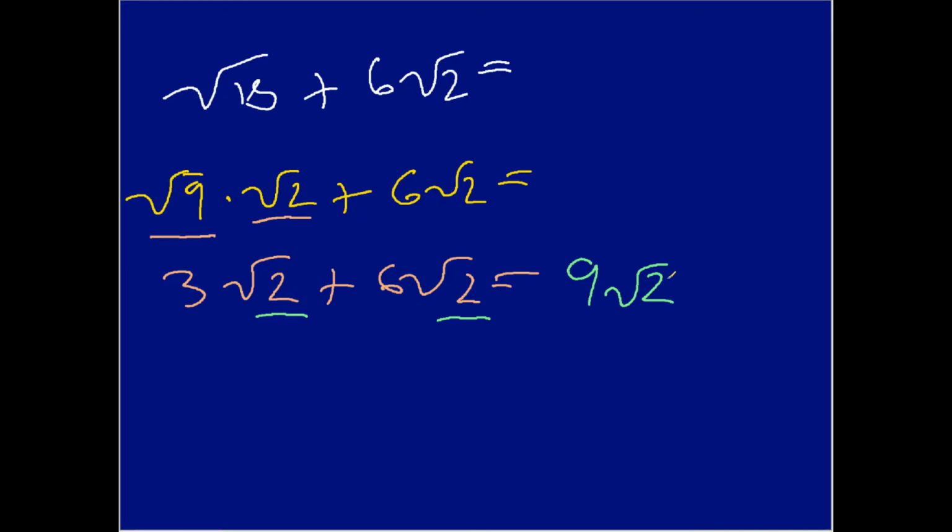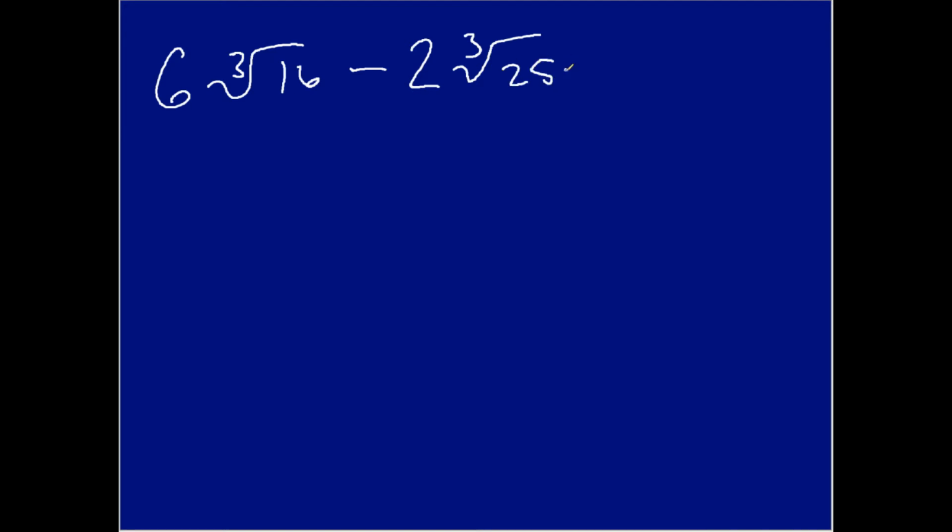Let's do one more example like this before we move to our final concept. So let's say that we have the following: 6 times the cube root of 16 minus 2 times the cube root of 250. Now this looks huge, it looks complicated, but again, we just do our basic principles. So this is what we do.